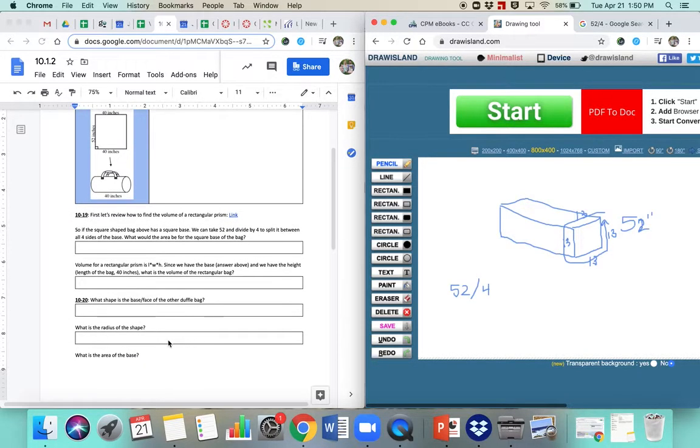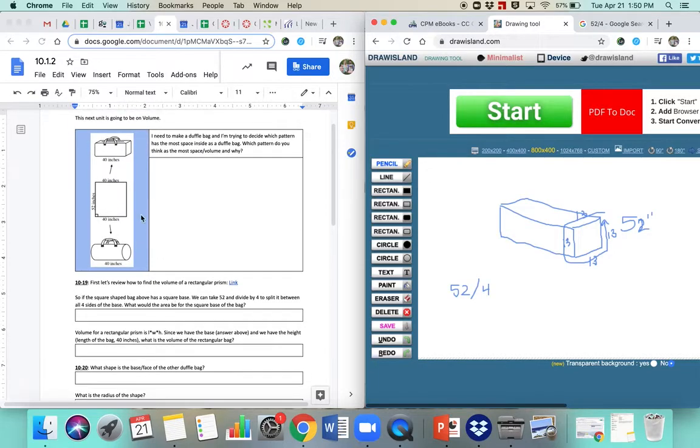Next question you're going to ask yourself is, what shape is the base or face of the other duffel bag? So this one was a square face. What kind of face is this one? Pause the video, go ahead and answer that. I'm going to try and not give out the answer as I try and explain the problem.